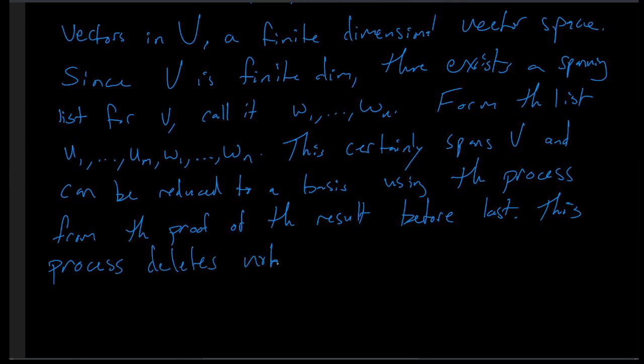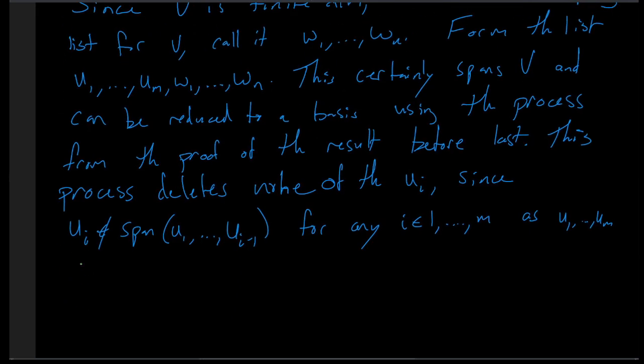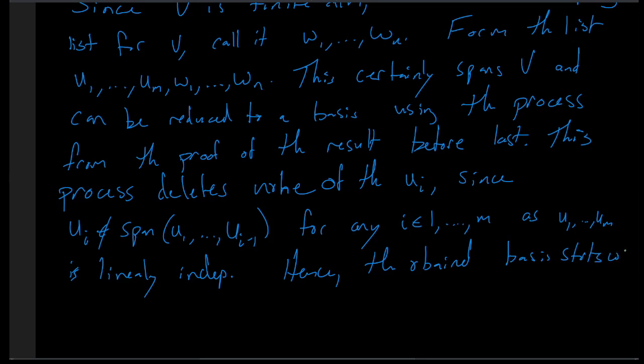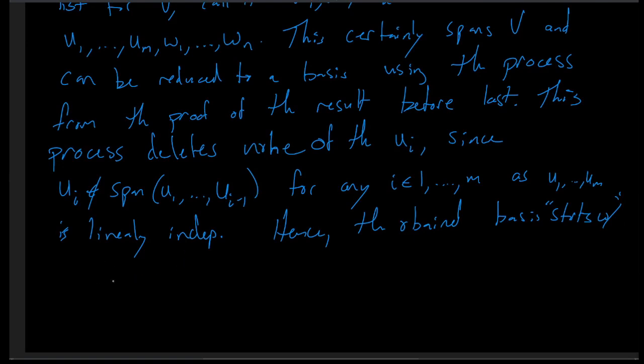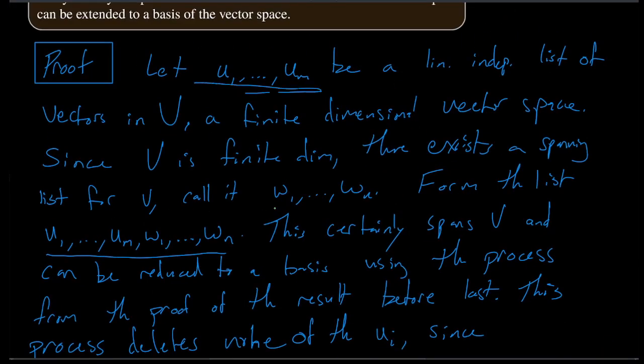This process deletes none of the UI, since UI is not in the span of U1 through UI minus 1 for any I in 1 through M, as U1 through UM is linearly independent. Hence, the obtained basis "starts with" the UIs. It's a list, so the beginning of it starts with the UIs. So we are done. That is, we take your linearly independent list, take any old spanning list and just pop it on the end.